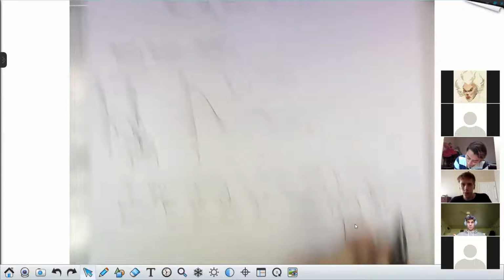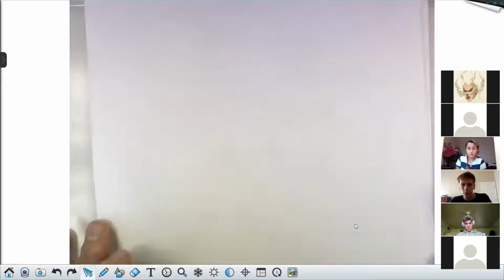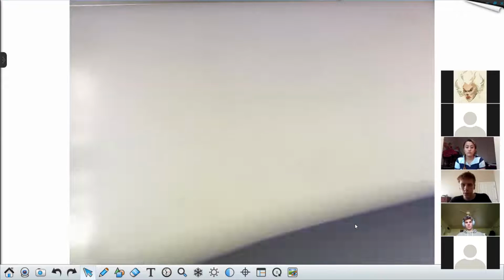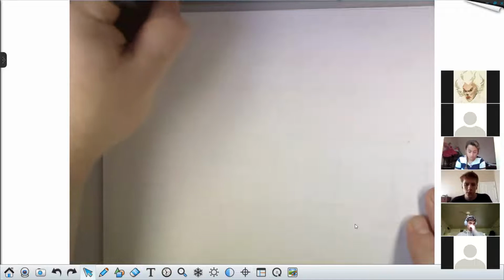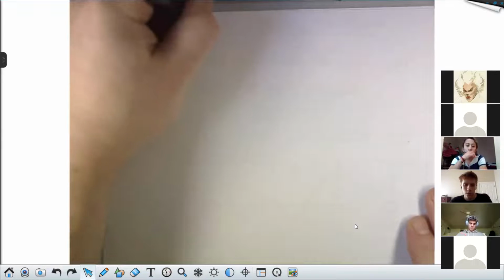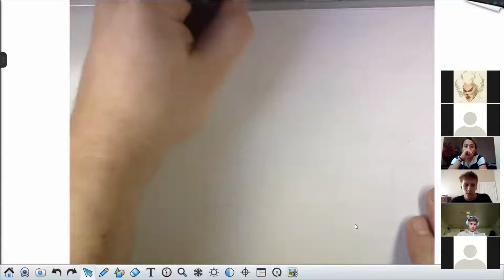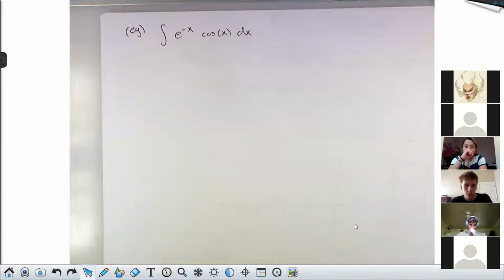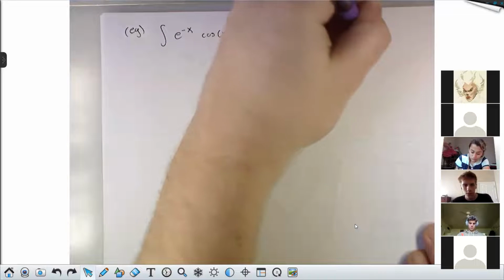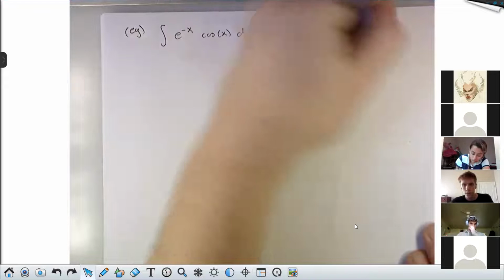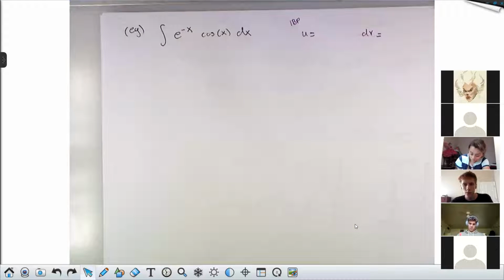Okay, then here we go. So for my example, I'm going to do just e to the negative x cosine of x. Keep it as simple as possible. So here a would be 1 and b is also 1. We're going to run integration by parts, and I can use my LIPET rule to choose u and dv. Right, that will work here.